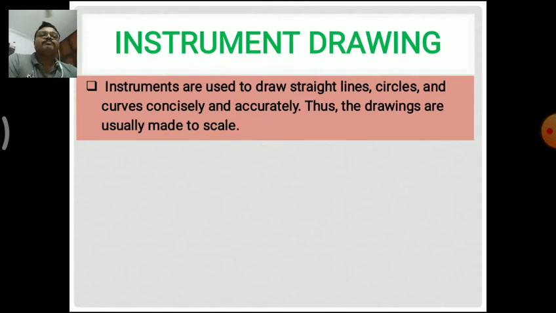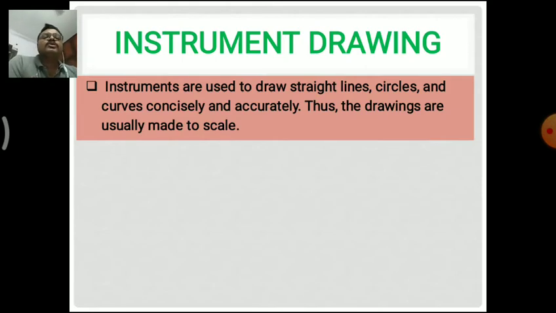So when we have a diameter of 20 mm, we take only 20 mm, not less than 20, that is 19, 18 or 17, and not higher than 20, that is 21, 22, 23. We are sharply and accurately taking the dimension as 20 mm diameter only. So that is the accuracy in drawing using these instruments.